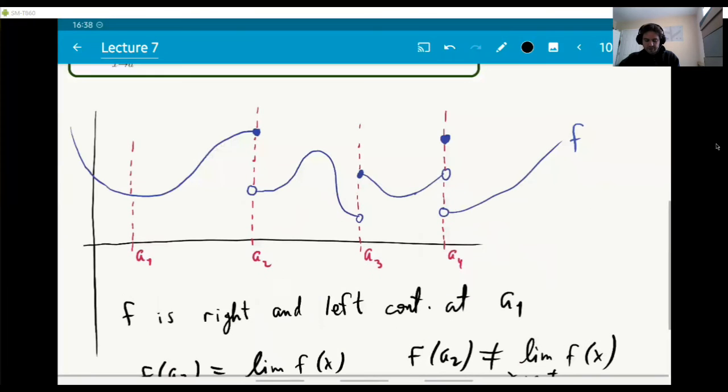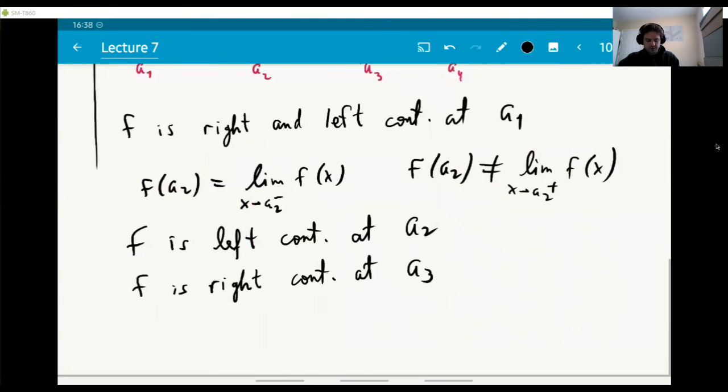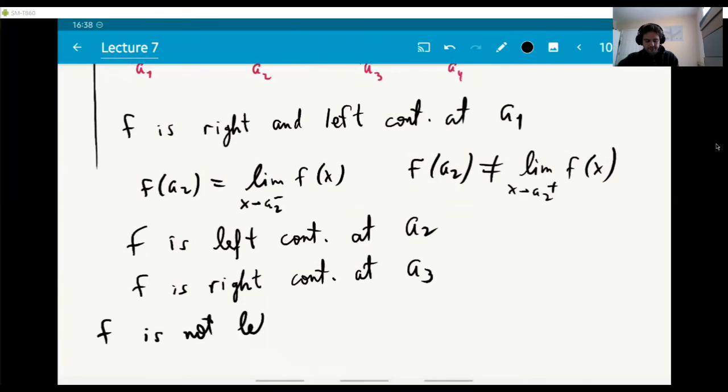And what is happening at A4? Neither condition will be satisfied. The limit from the left is given by this open circle. The limit from the right is given by the other open circle. They are different. But neither of them is the true value of the function. f of A4 is larger than both. So f is not left or right continuous at the number A4.